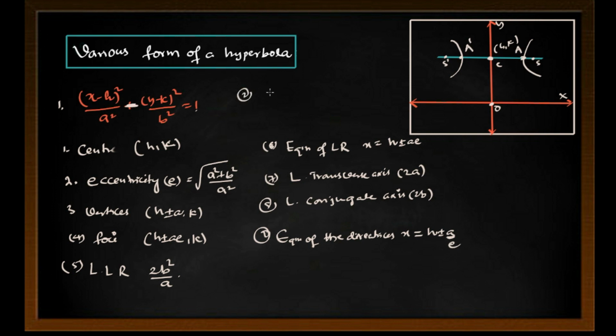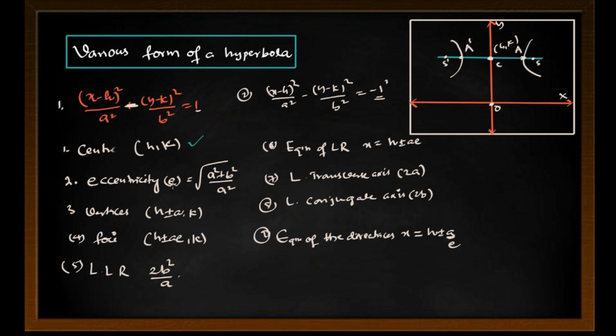Second form is (x minus h) whole square by a square minus (y minus k) whole square by b square equals minus 1, which is called the conjugate hyperbola. Equals 1 is called the standard form of hyperbola. Here the center is h comma k.